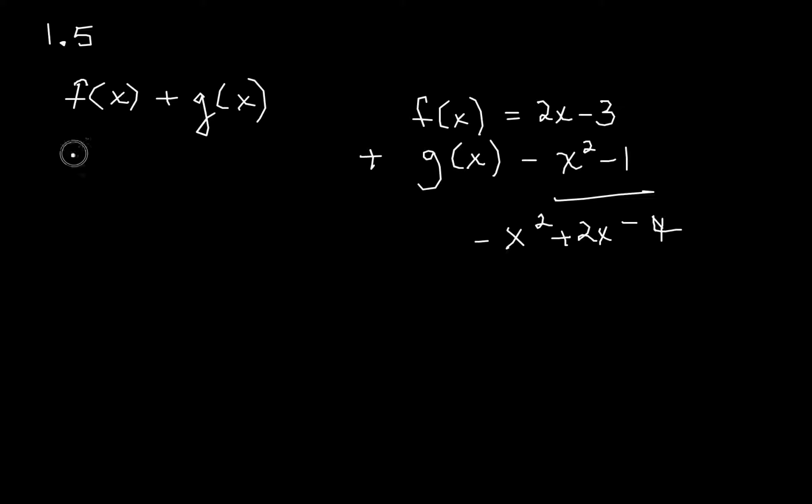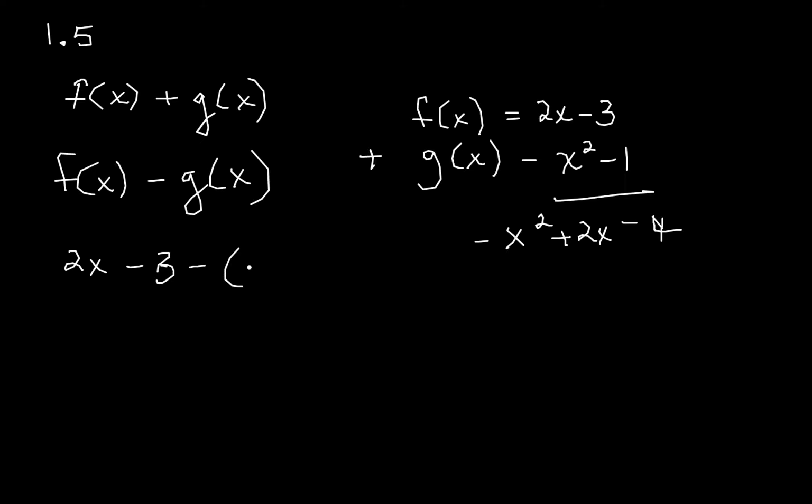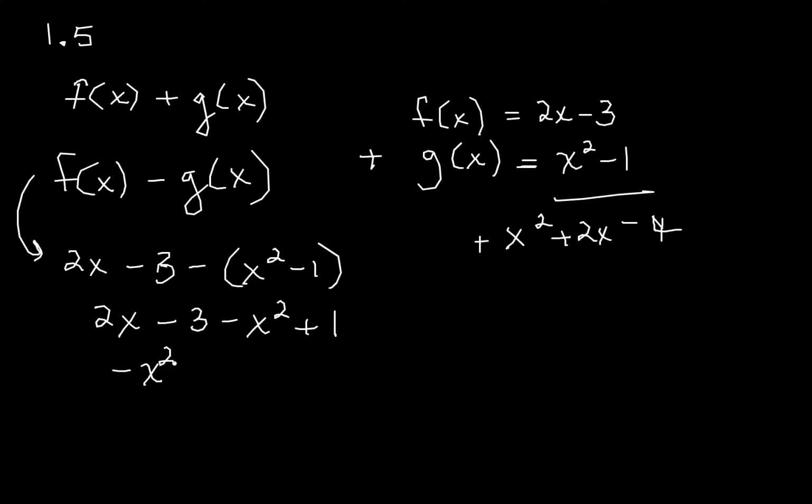If you're going to subtract them, f of x minus g of x, I'm going to do this on the side here so it's not so messy. So f of x is 2x minus 3, and we're going to subtract, because all of a sudden it's starting to write funny. So 2x minus 3 minus x squared minus 1. This time we're subtracting the two functions, so you're going to get 2x minus 3 minus x squared plus 1. So that's going to give you negative x squared plus 2x minus 2.